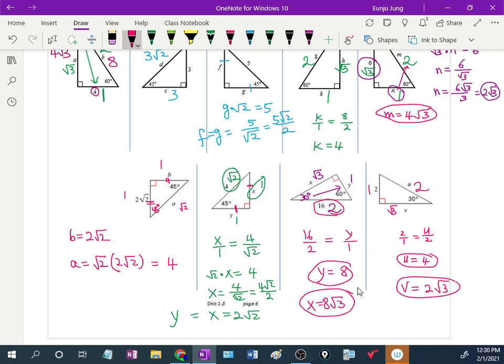Okay, so we use the ratio instead of sine, cosine, tangent equations here. If we have a special right triangle, instead of setting up a trig ratio to solve for the unknown, if we can memorize the ratio, we can use it quickly.